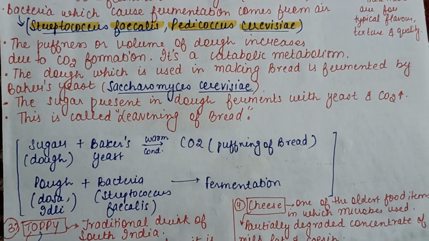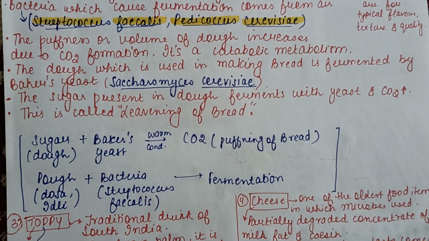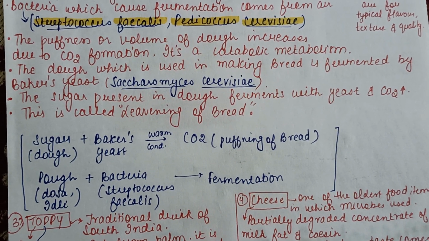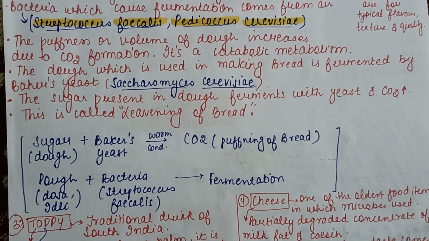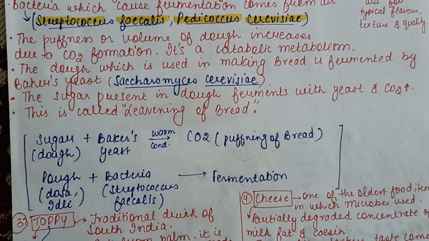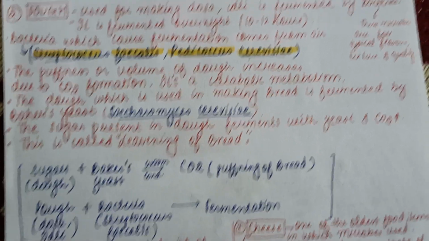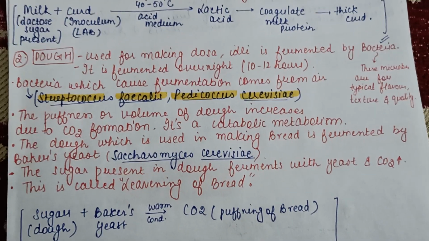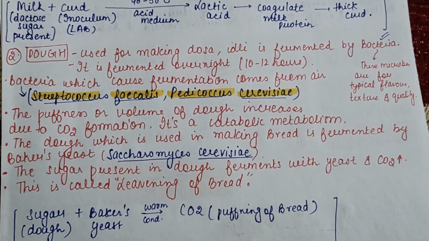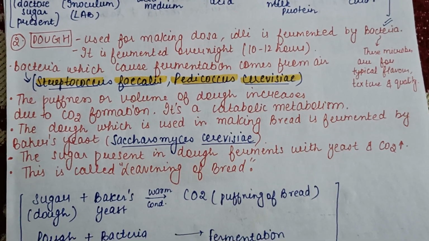Then the sugar present in the dough ferments with yeast, and CO2 is produced. This is called leavening of bread. A question can be asked: what is leavening of bread? You can write all of this in your own notes.